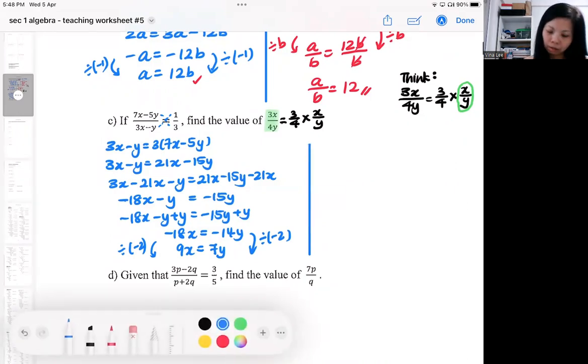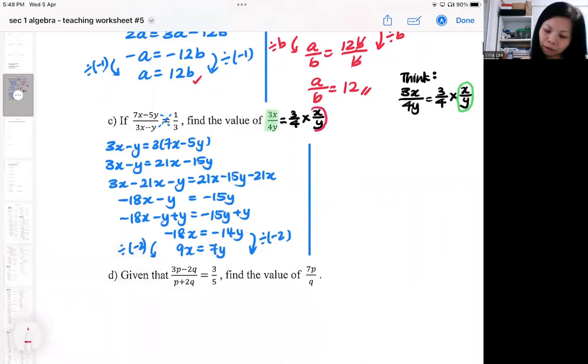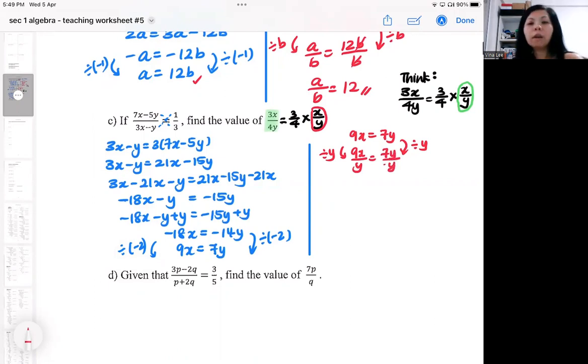The question wanted 3x over 4y. So I'm going to be focusing on x over y first. Like with all previous questions, if y is in the denominator, you shall divide by y on both sides. If x is in the denominator, then you divide by x on both sides.